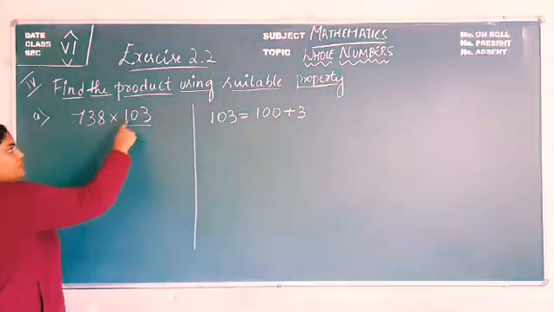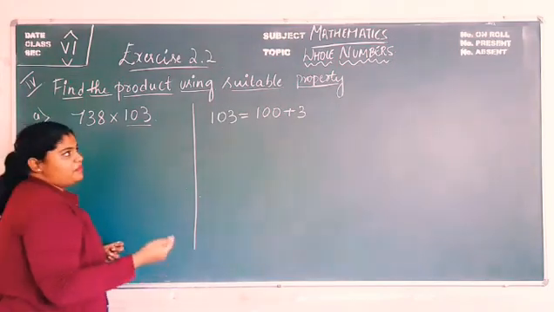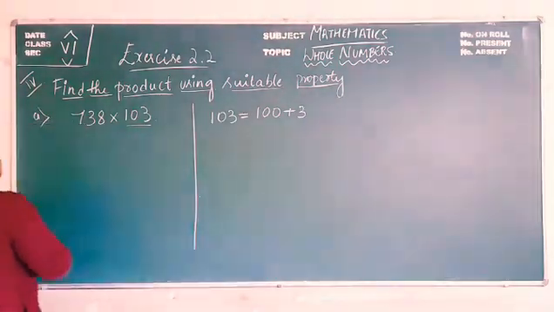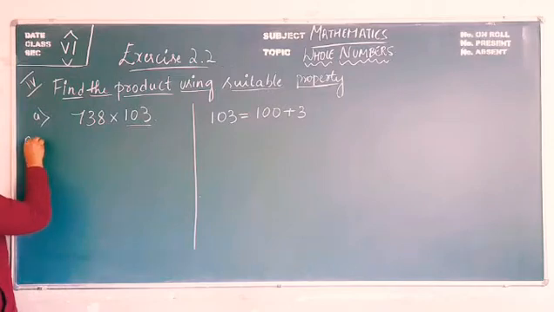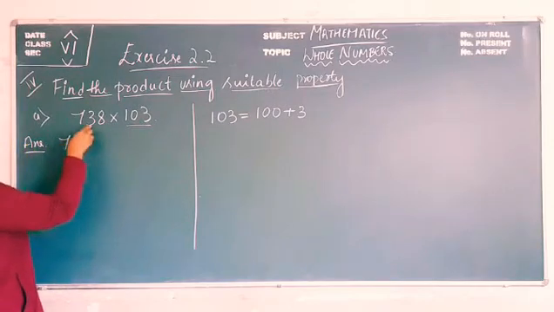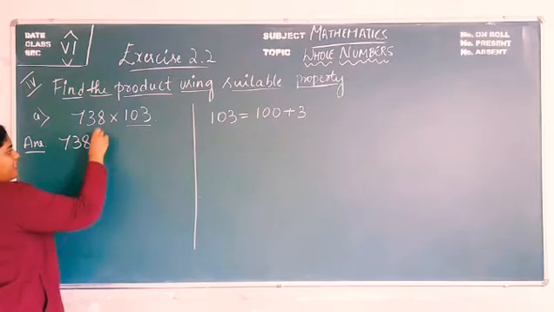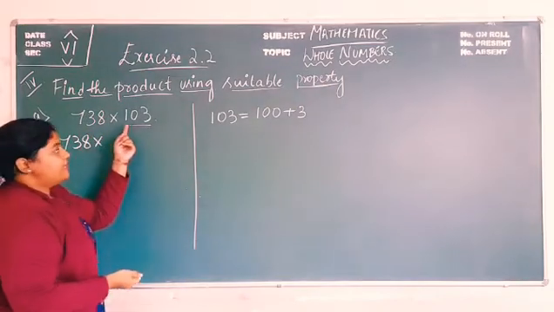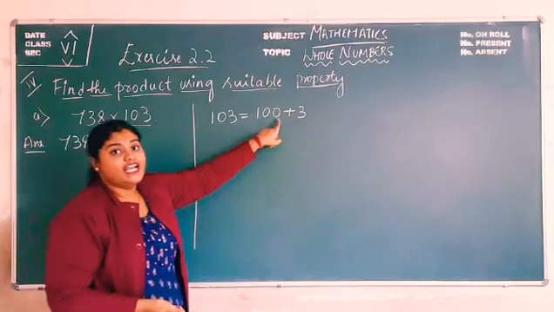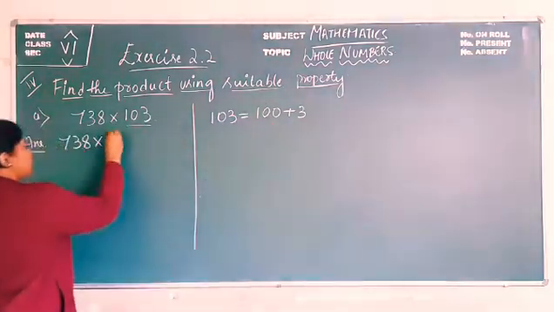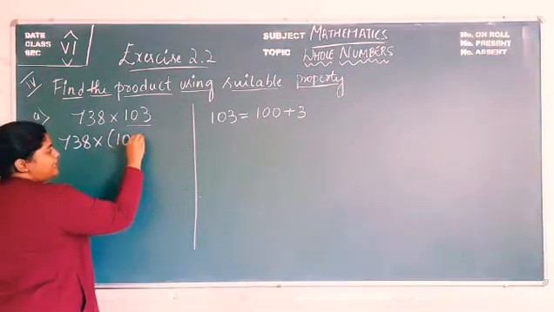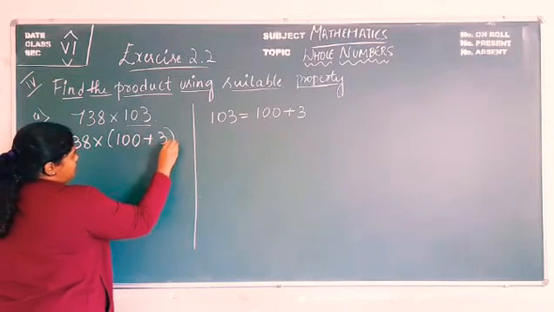So now in place of 103, I will be writing 100 plus 3. So 738 will be written as it is. Then we have a into sign, I will be writing as it is. But in the place of 103, I will be writing 100 plus 3.